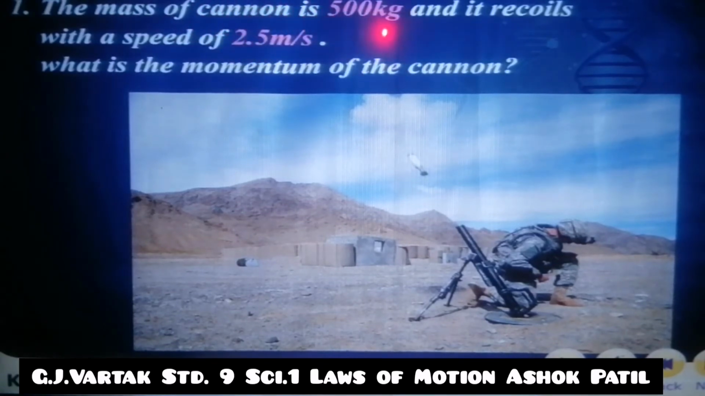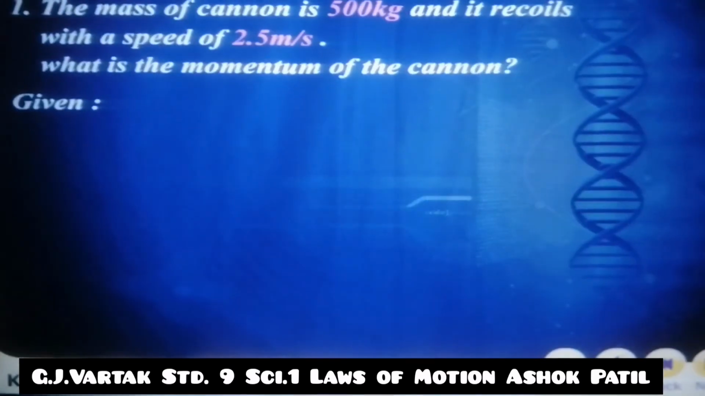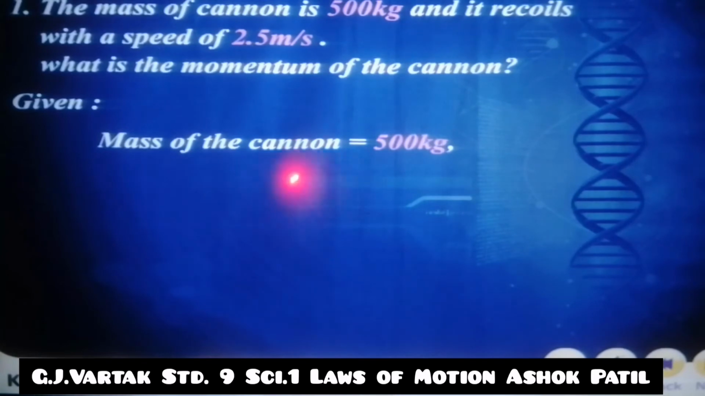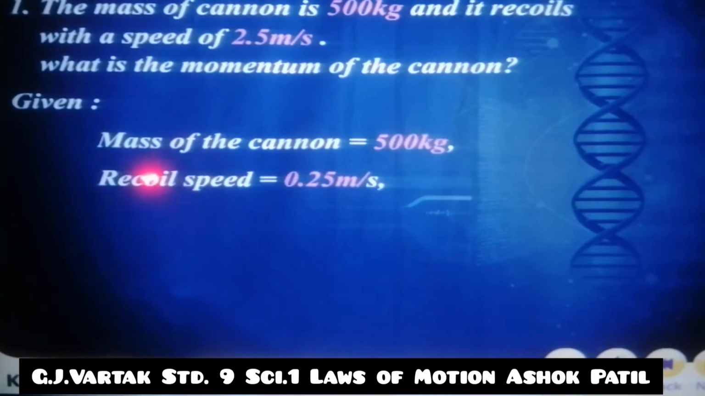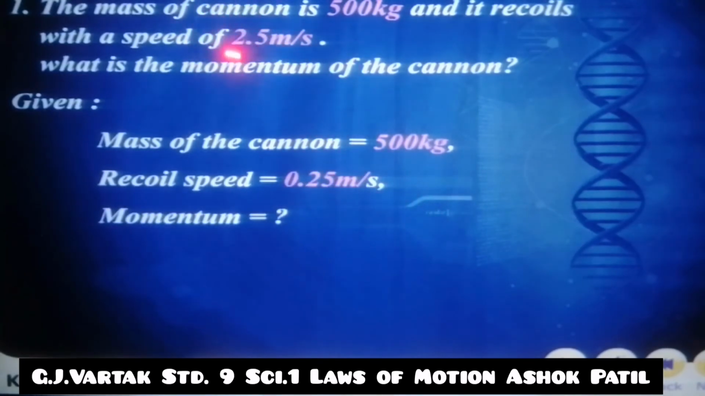The mass of a cannon is 500 kilogram and it recoils with a speed of 2.5 meter per second. What is the momentum of the cannon? Cannon means top in Marathi. Okay, the mass of the cannon is 500 kilograms, given. Recoil speed is 0.25 meter per second. Recoil speed is written as 2.5 meter here and 0.25 meter per second.